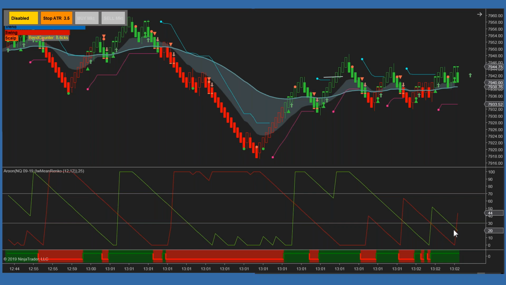If you see your Aroon indicator crossing below the 30 zone, and again, some traders will even prefer to see it lower. They'll prefer to see it crossing below the 20. We'll have to play with it a little bit because it looks like with the mean Renko bars, the Aroon is really responding a little bit differently. But when it's crossing below the extreme point, that is suggestive of a big move coming.